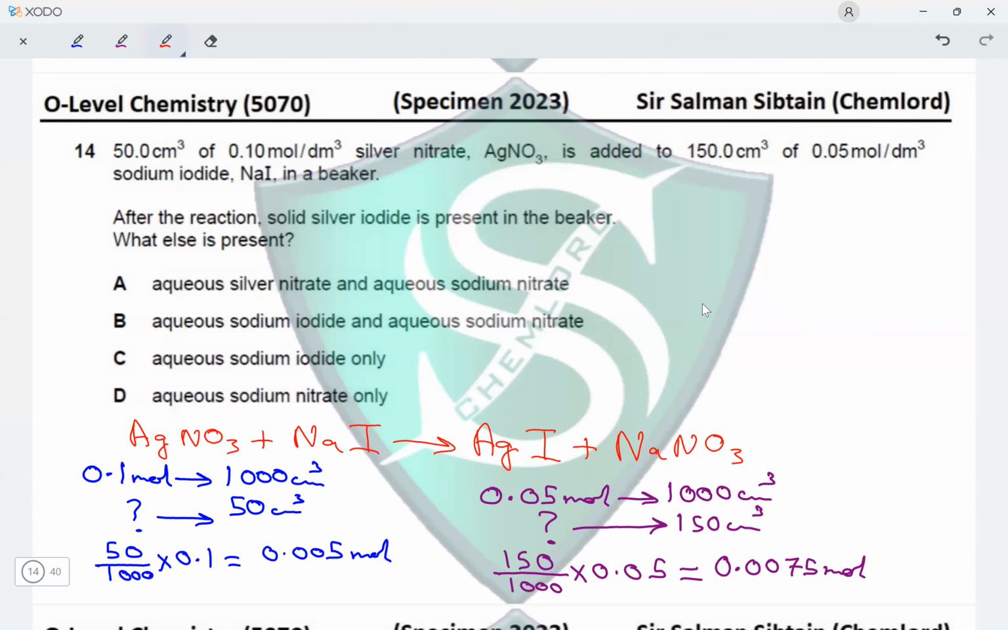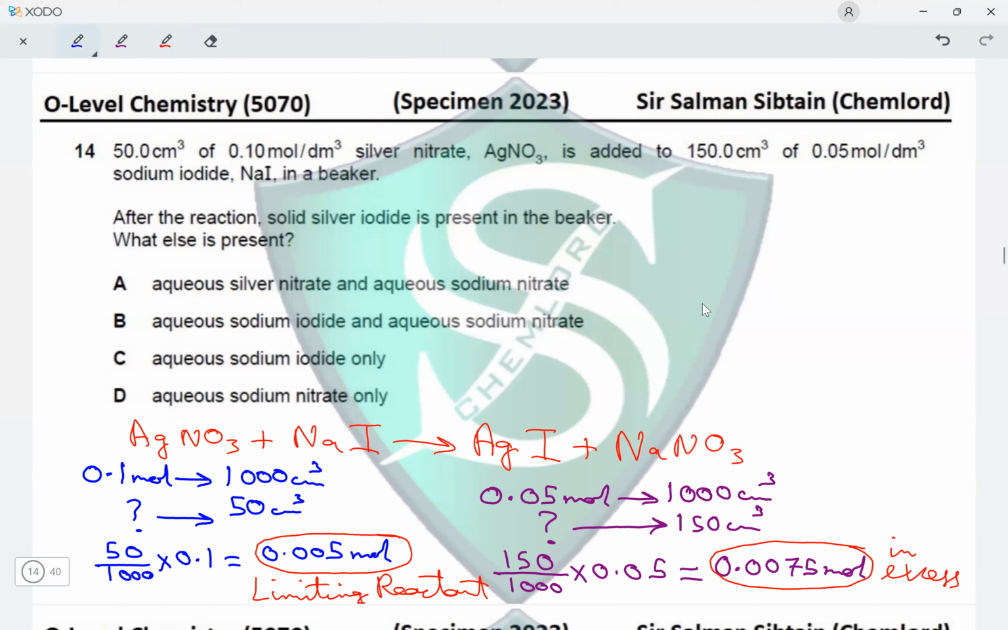In case of AgNO3, the number of moles is 0.005, and in case of sodium iodide, the moles are 0.0075, which means silver nitrate is the smaller value, making it the limiting reactant, which would mean that there would be an excess of NaI. So after the reaction is completed and all of the silver nitrate is used up, some of the sodium iodide would be remaining in solution. So now let's look at the options to select the correct one.